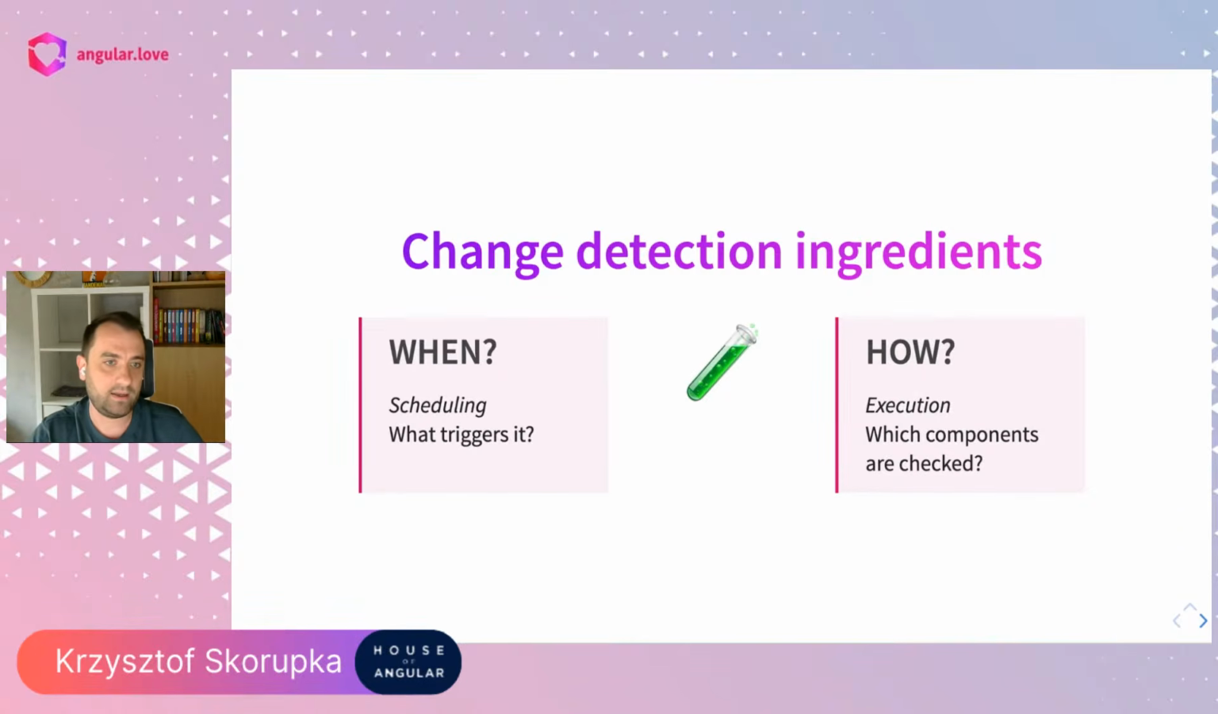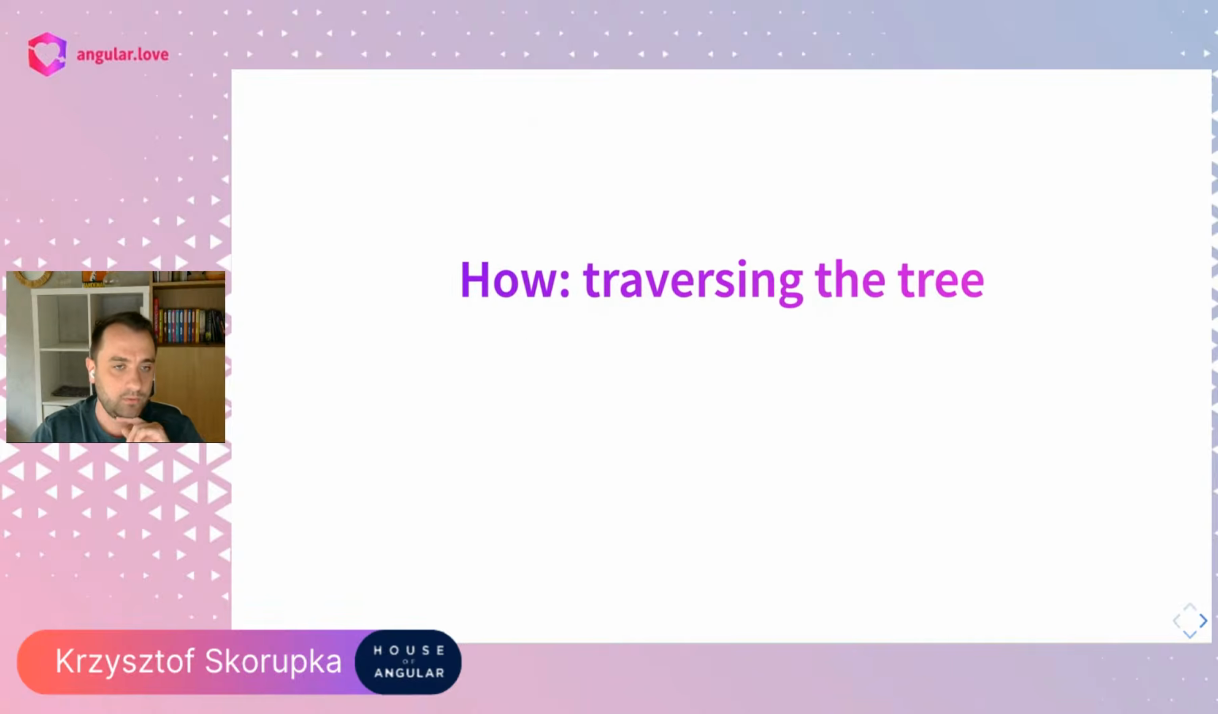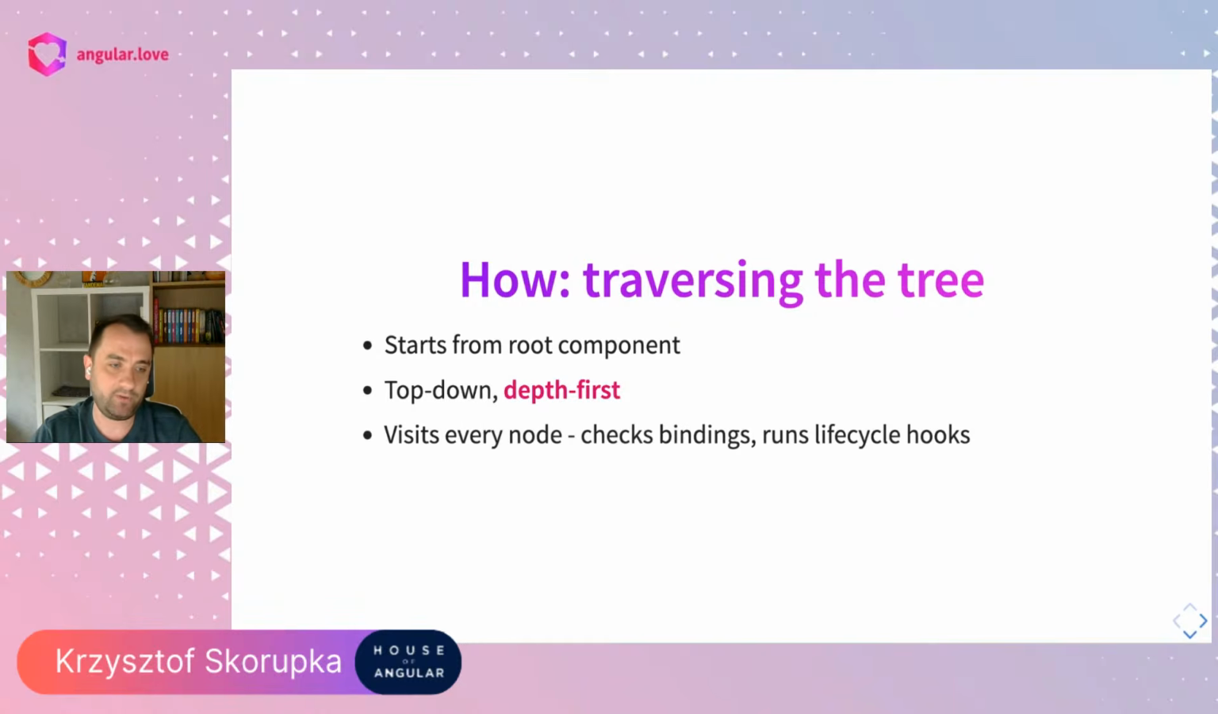And the other part is efficiently executing change detection. So which components to check in which order, how all of this happens. So now let's get to the how part. It's a simple tree traversal. It starts from the root component always. It's top-down, depth first, and it visits pretty much every node. It checks bindings, runs lifecycle hooks. We'll not get too much into what's really happening on a node level, because this is not really the scope of this presentation, but we'll focus more on which nodes are checked and so on.